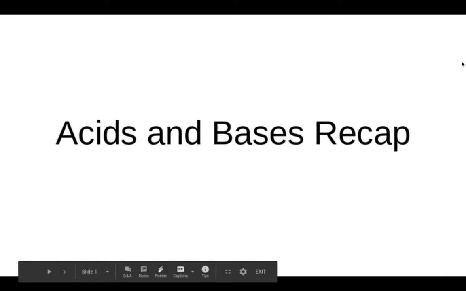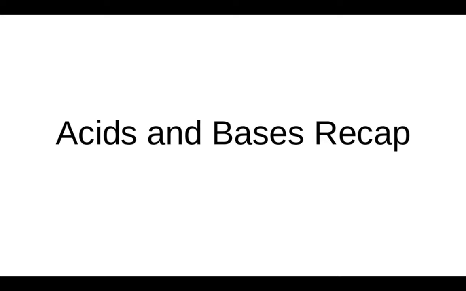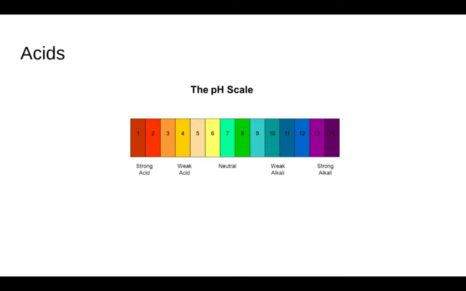So acids and bases recap, like a revision. Remember we spoke about the pH scale, okay? As you can see, acids have a pH of 1 to 6. So 1 is going to be a very strong acid, 6 would be a very weak acid. pH 7 is neutral, and only water has a pH of 7, okay? But otherwise, acids are pH 1 to 6.